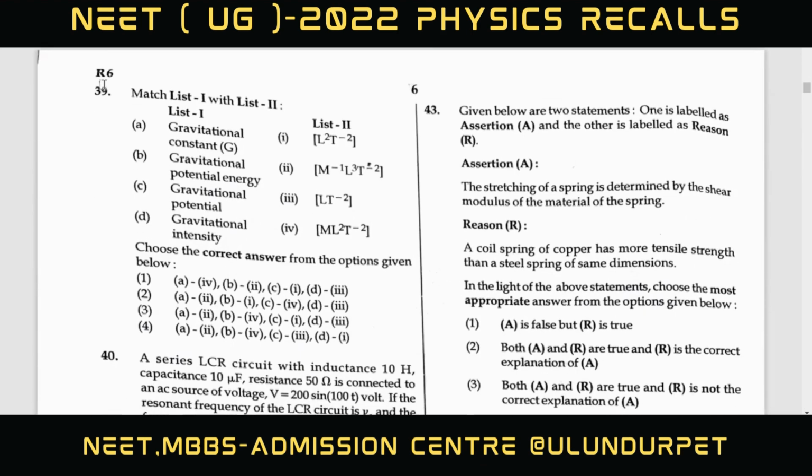39. Match List 1 with List 2. List 1: gravitational constant, gravitational potential energy, gravitational potential, gravitational intensity. Choose the correct answer from the options given below. The answer is option 3.